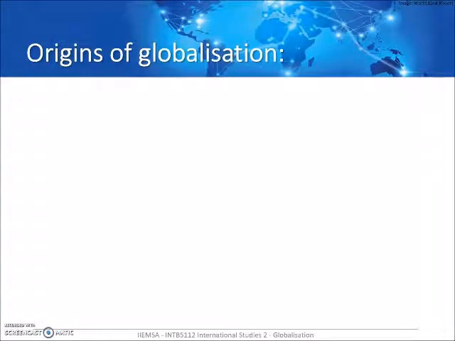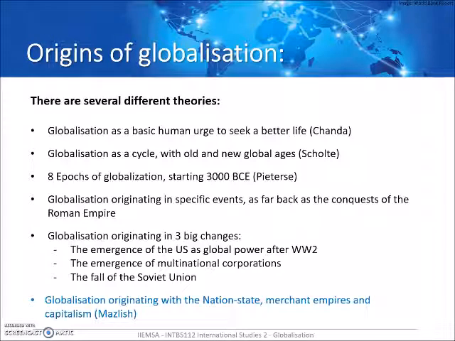Now we have looked at what globalization is. Now it's important to look at where the origins of globalization lie, because this also helps us to understand globalization better and to also maybe have a better understanding of where it is leading us. So there's a lot of different theories about the origins of globalization. A lot of different academics have come up with different theories. They all have their justifications, and you can read up more on them in your book and also in the online articles.